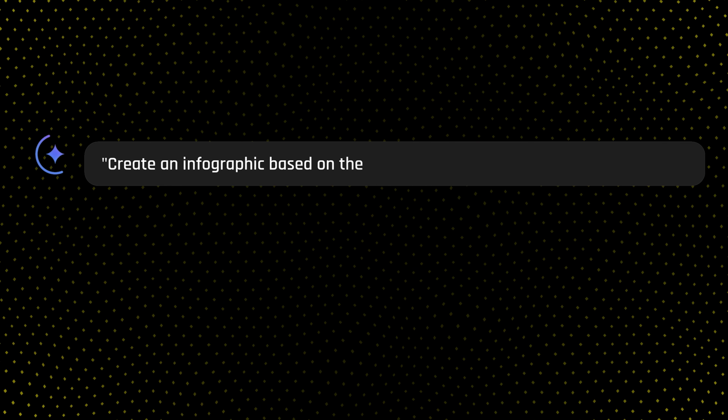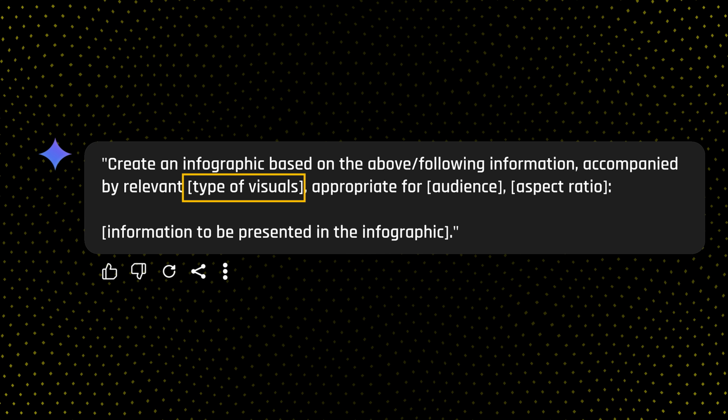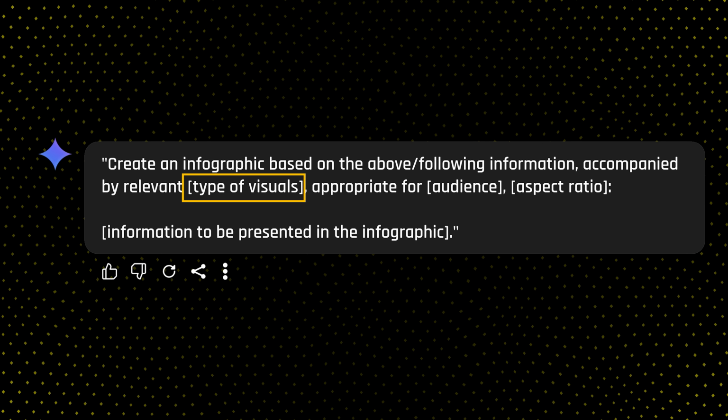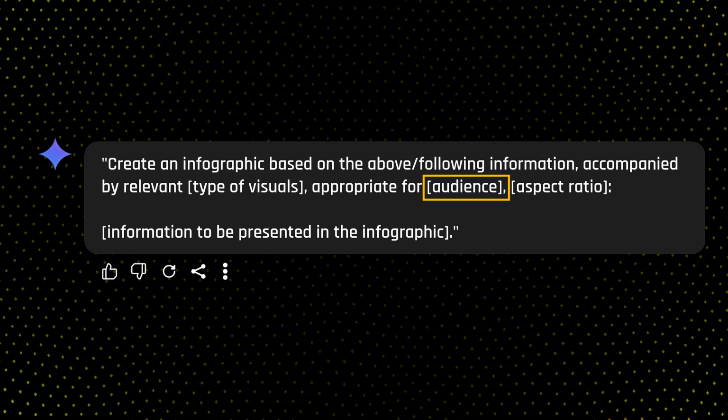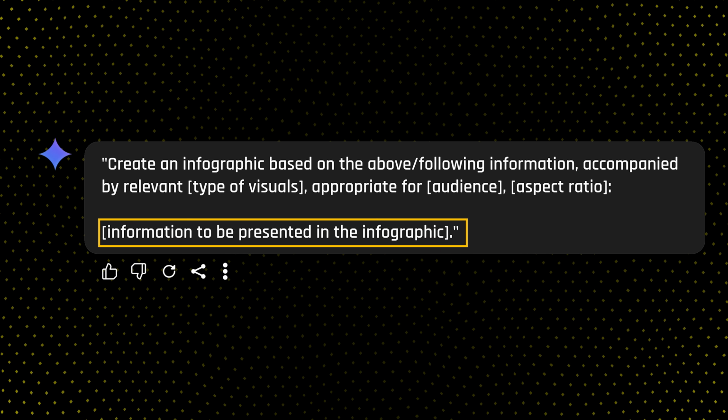Now, to turn this into a visual, we need a specific prompt structure. Here is what you need to type. Just replace the brackets with your own details. Define the type of visuals you wish, your audience, the infographics aspect ratio, and the information to be presented.